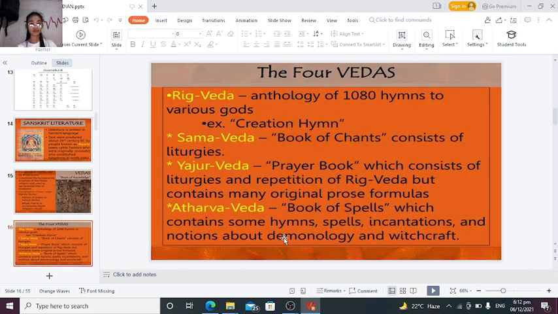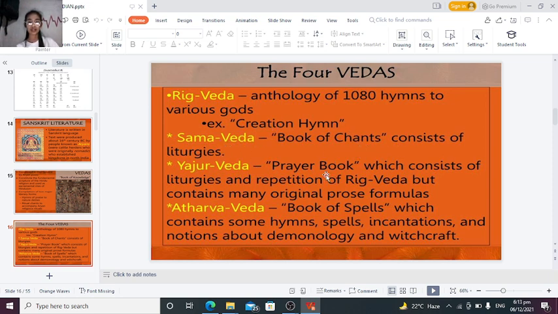We have here the four types of Vedas. We have here the Rig Veda, the anthology of 1080 hymns to various gods. Example is the creation hymn. We have here the Samaveda. The book of chants consists of liturgies.